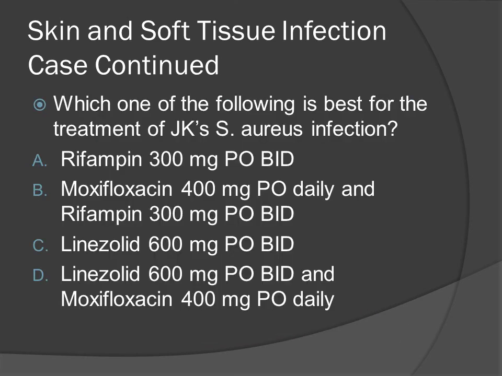So which one of the following is the best for the treatment of JK's Staph aureus infection? Rifampin 300 mg PO BID, moxifloxacin 400 mg PO daily plus rifampin 300 mg PO BID, linezolid 600 mg PO BID, and linezolid 600 mg PO BID plus moxifloxacin 400 mg PO daily. So take a step back and think about that.